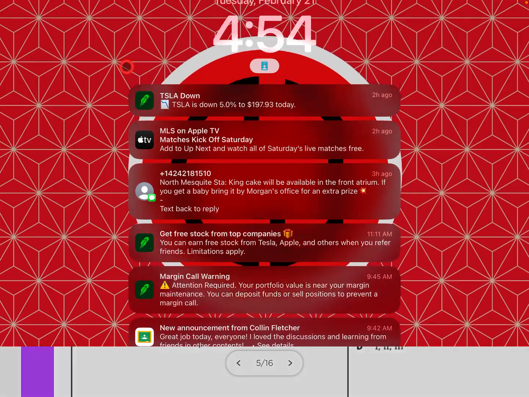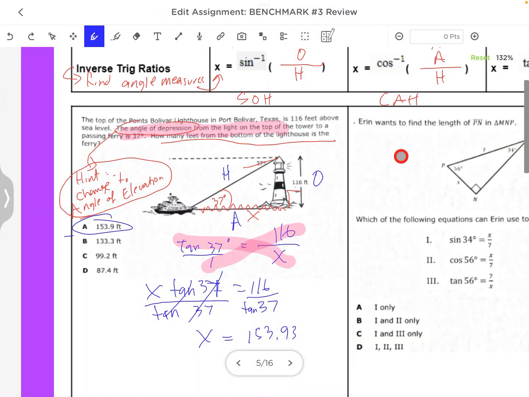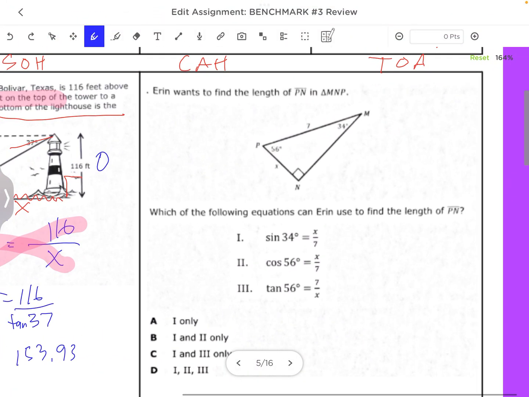Next, let's look at this right here. Aaron wants to find the length of PN. So PN is going to be this right over here. If she's trying to find it, which of these can she use? We want to see which of these ratios, two of them or a combination or what. Let's just try to see if these are correct.